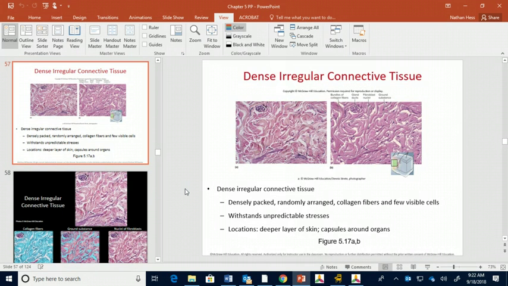Here is our dense irregular connective tissue. This is in the dermis of your skin. So the outer layer is our nice stratified squamous epithelium, and then below that is our nice dense irregular connective tissue. And this is what's making up our skin. Epidermis on top, dermis on the bottom.